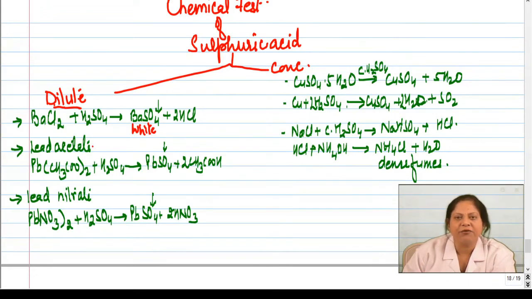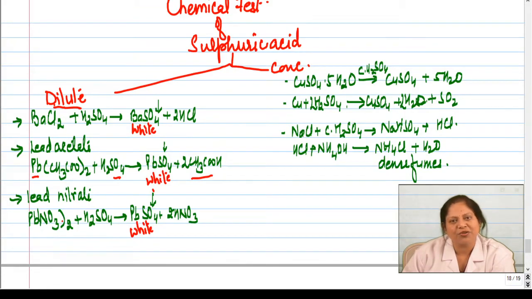Similarly, if you take lead acetate and drop sulfuric acid, lead acetate will convert into lead sulfate and you will get acetic acid. Lead sulfate forms a white precipitate. So with the formation of a white precipitate, you can confirm that the acid is sulfuric acid. Also, lead nitrate with sulfuric acid will again form lead sulfate, which is white in color.